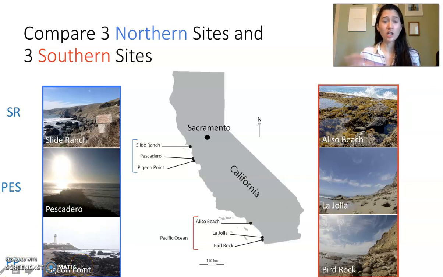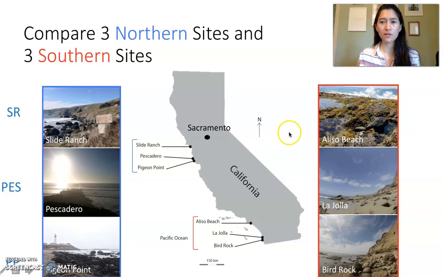If you're ever looking for something to do, Slide Ranch is a great site. It's one of my favorite sites. It's actually on a farm, like an educational farm, but you can walk down to the water and they have really great tide pools. So those are the 3 Northern California sites.